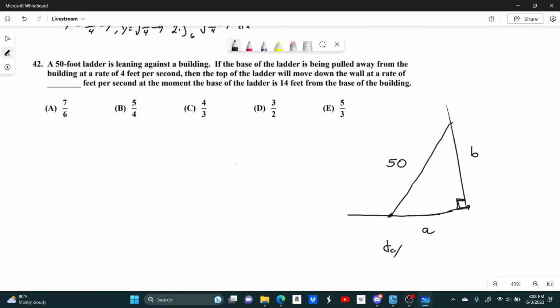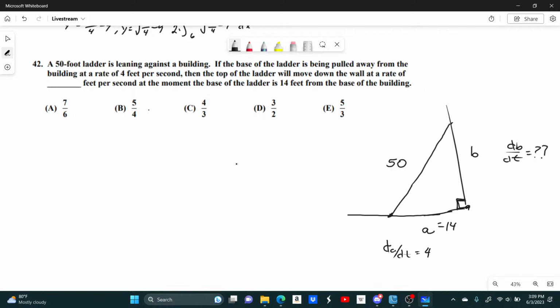So you can write that as dA/dt, right? The rate of change of A with respect to t equals 4 feet per second. And actually, I'm just going to write 4 because all of our units are in feet and seconds. Then the top of the ladder will move down the wall at a rate of, okay, so we're trying to solve for dB/dt. We don't know what this is, but we want to find it when the base of the ladder is 14 feet. So we're trying to find it when A equals 14.